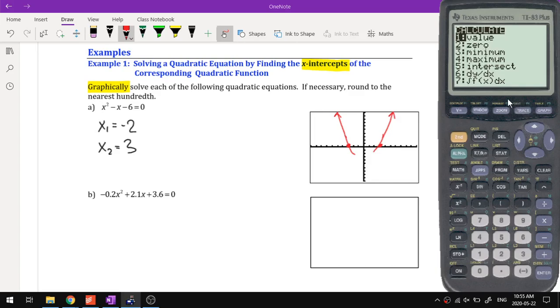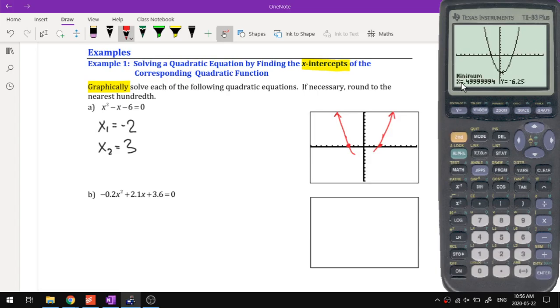I have a minimum here, so I choose option 3. Left bound. So now again, we want to tell the calculator between 2 limits between which the minimum is. So that will be left bound of the minimum. Right bound, I move it to the right of the minimum, somewhere over here. And there we go.